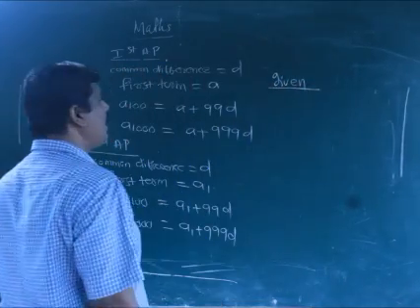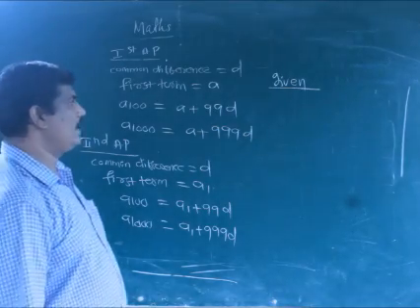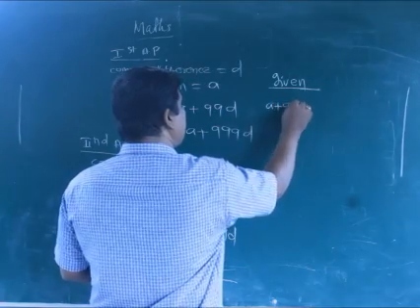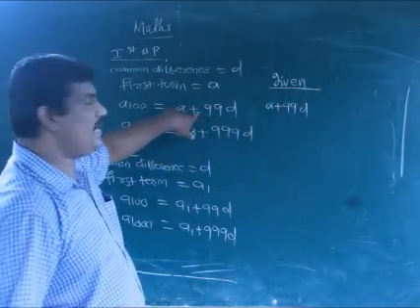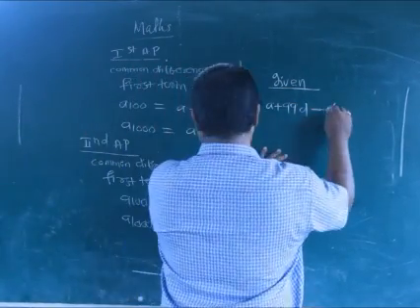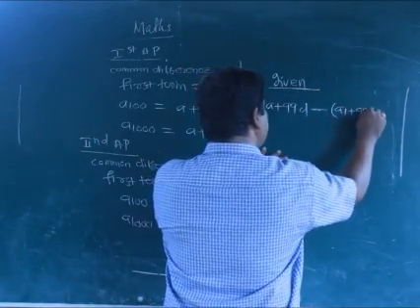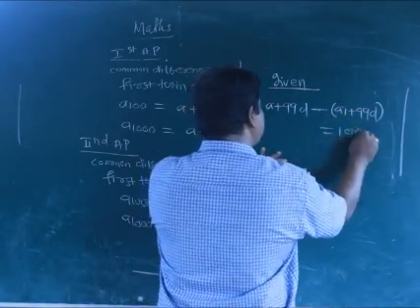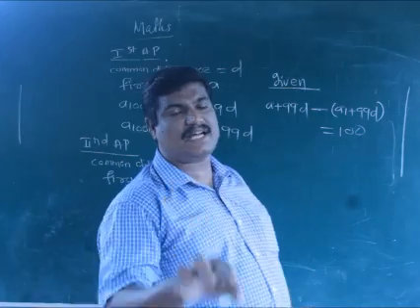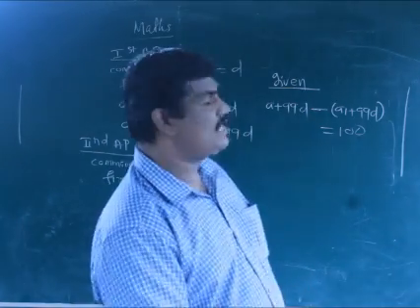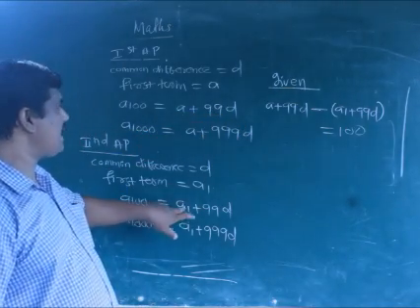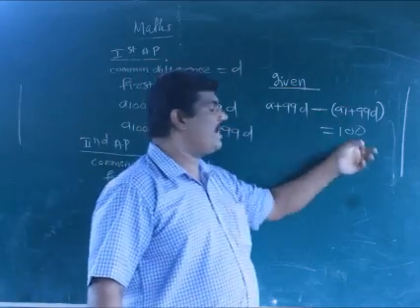Given the 100th term difference, A plus 99D is the 100th term of the first AP minus A1 plus 99D, and this is equal to 100. Listen. Given that the 100th term difference is 100, the 100th term of the first AP is A plus 99D, the 100th term of the second AP is A1 plus 99D, and the difference is 100 given.